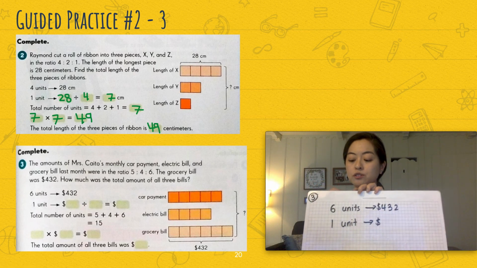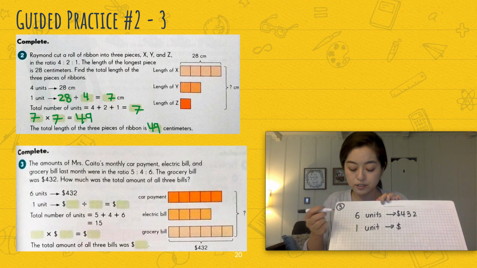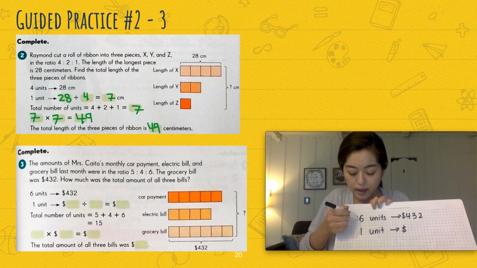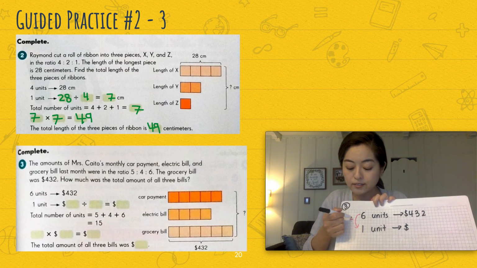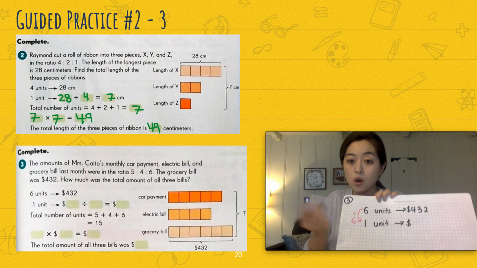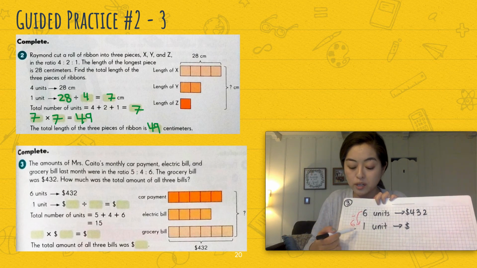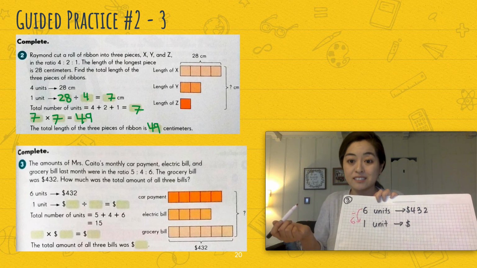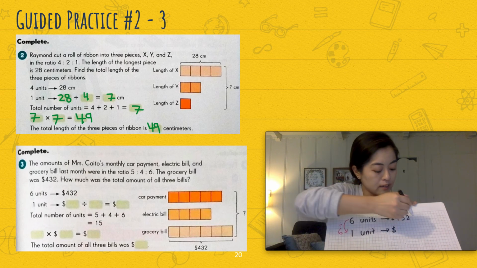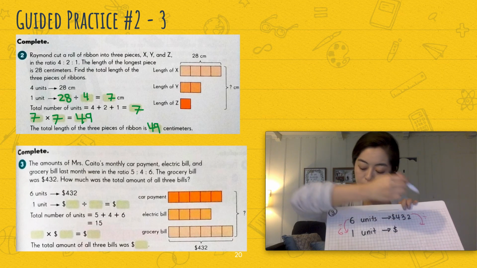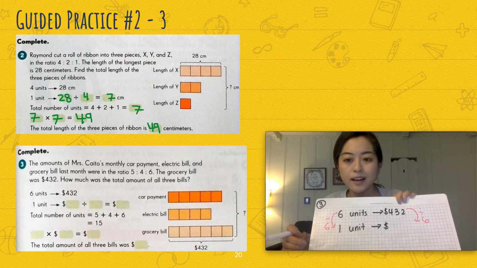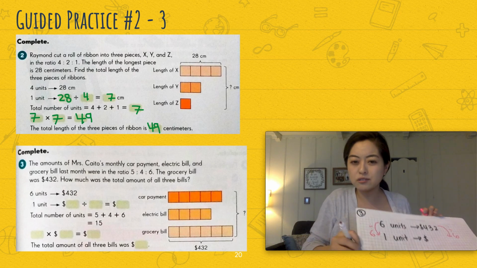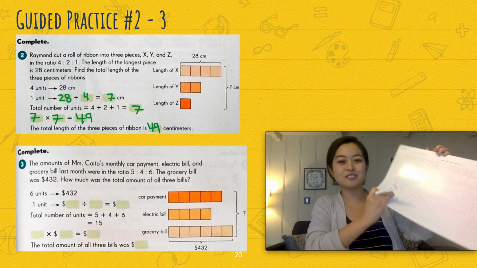So we have 6 units is $432. So I want to go from 6 to 1. It got smaller, so I have to divide, and I'm going to divide by 6 because 6 divided by 6 is 1. Or you can double check by going 1 times 6 equals 6. Whatever I do on this side, I have to do it on the other side, divided by 6. And 432 divided by 6. I didn't memorize this. Did you? Let's do it over here. Let's do long division.